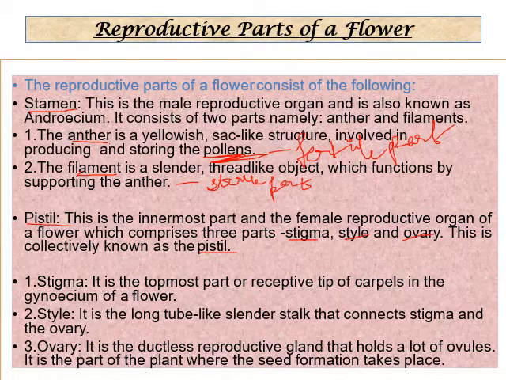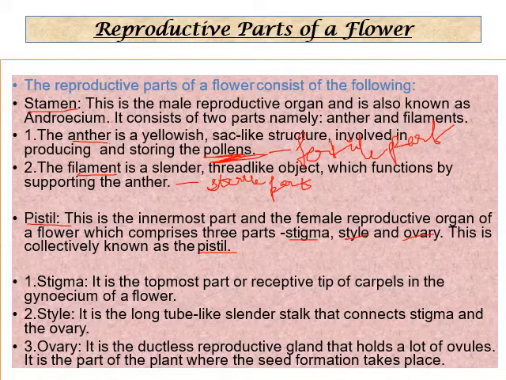It is a ductless reproductive gland that holds a lot of ovules in it, and it is the part of the plant where the seed formation takes place. So the seed formation will take place inside the ovary, and under that ovary you will find many of the ovules.